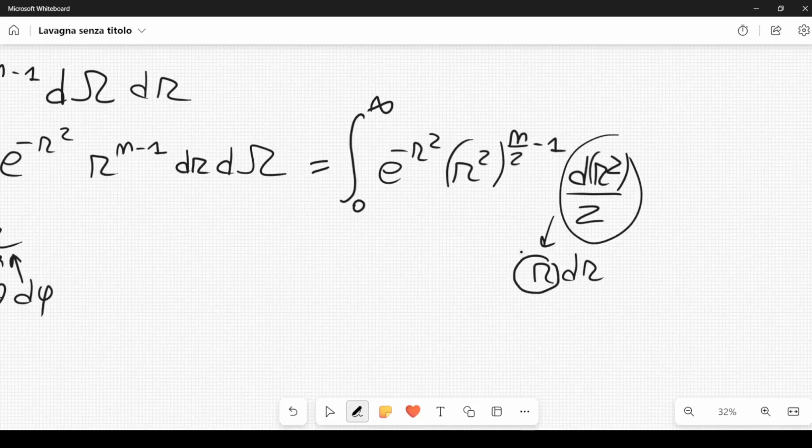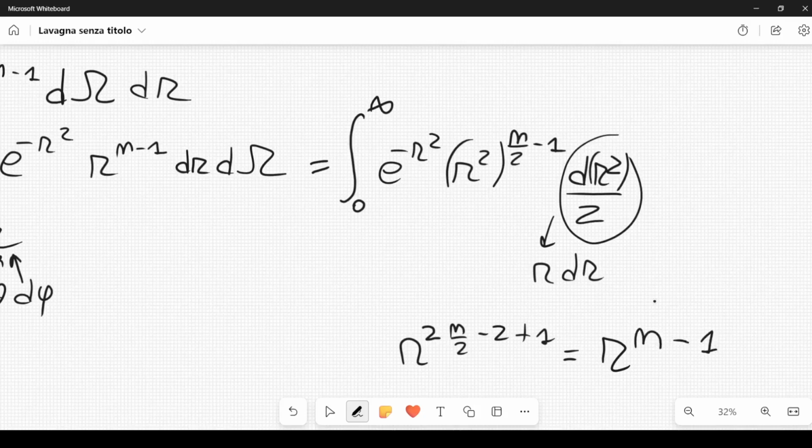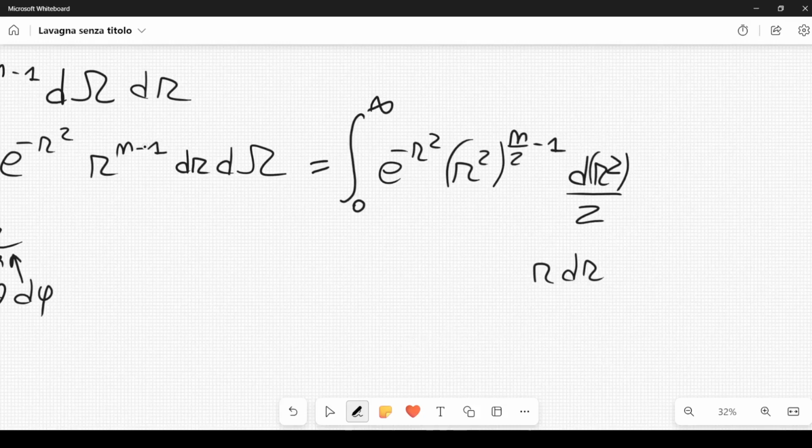When this r multiplies that term, so we have r squared to the power n over 2 minus 1, which would be r to the power 2 times n over 2 minus 2, and then we get a plus 1 from this. So you can see that we get r to the power n minus 1, which is exactly this. So it is quite easy to realize that indeed we have simply rewritten in another fashion the same integral. And then we are left with the integral over d omega.